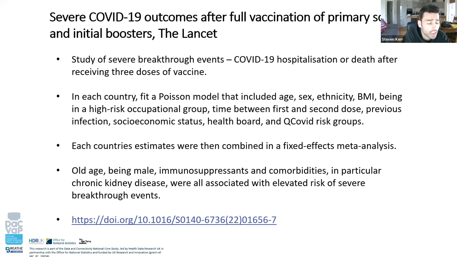But so in each country, we ran this model, and then we combined each country's estimates in a fixed effects meta-analysis. And the main results from that, we found old age, being male, being on immunosuppressants, and comorbidities, in particular chronic kidney disease, were all associated with an elevated risk of severe breakthrough events. And the link gives you the paper where you can read more.